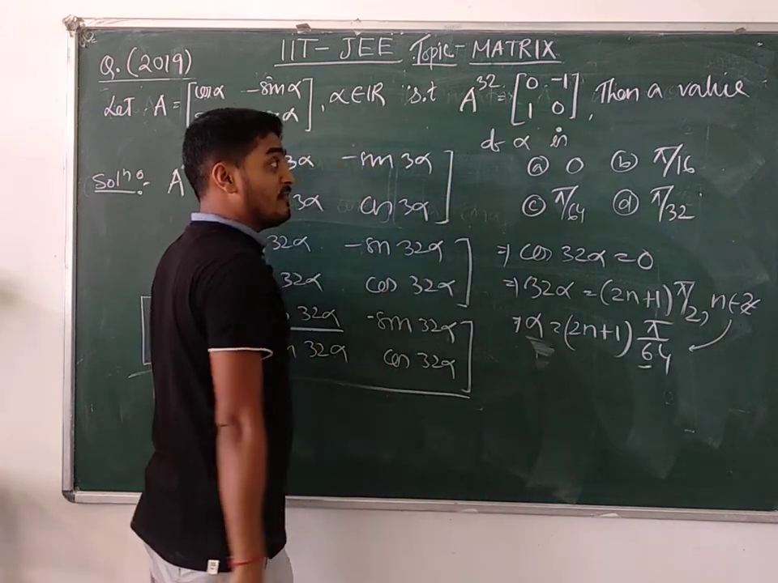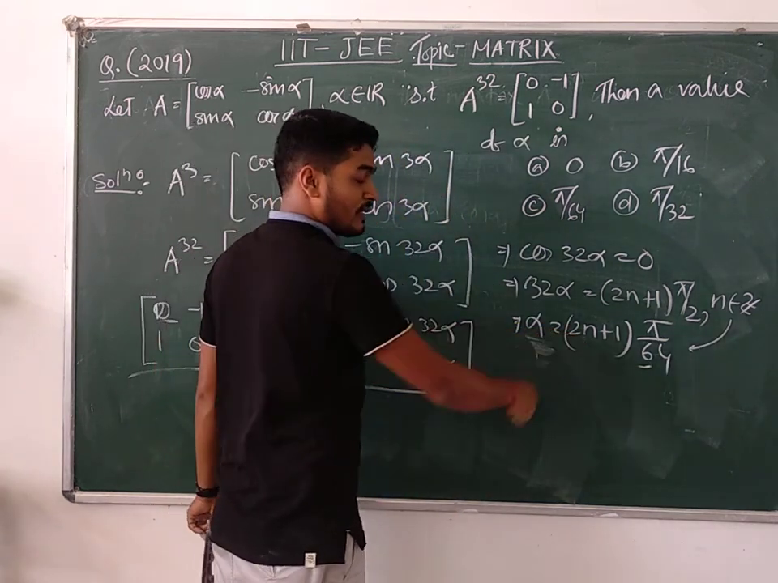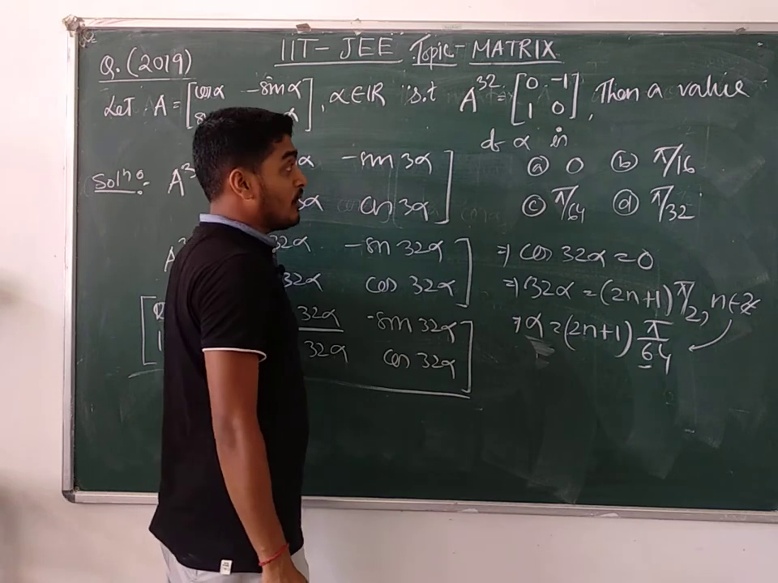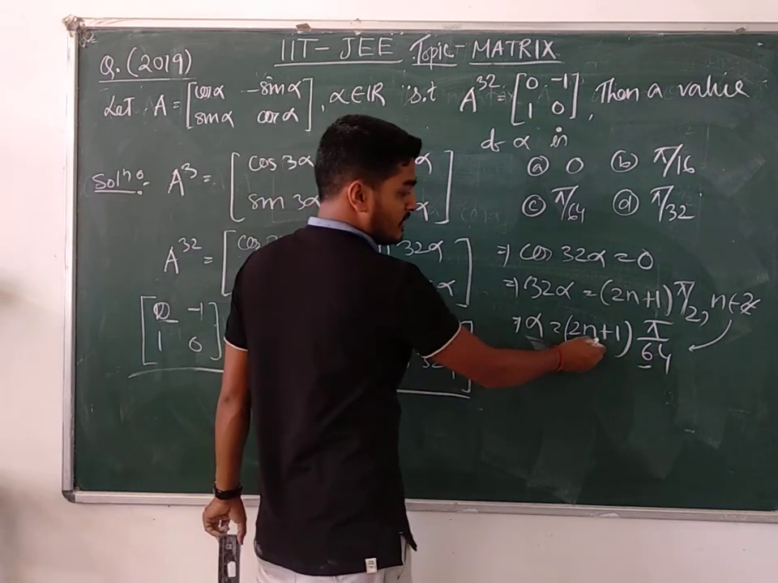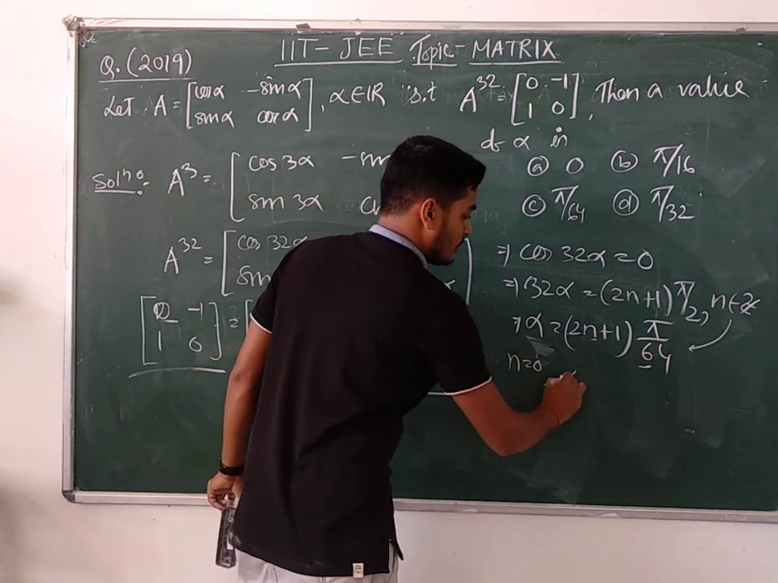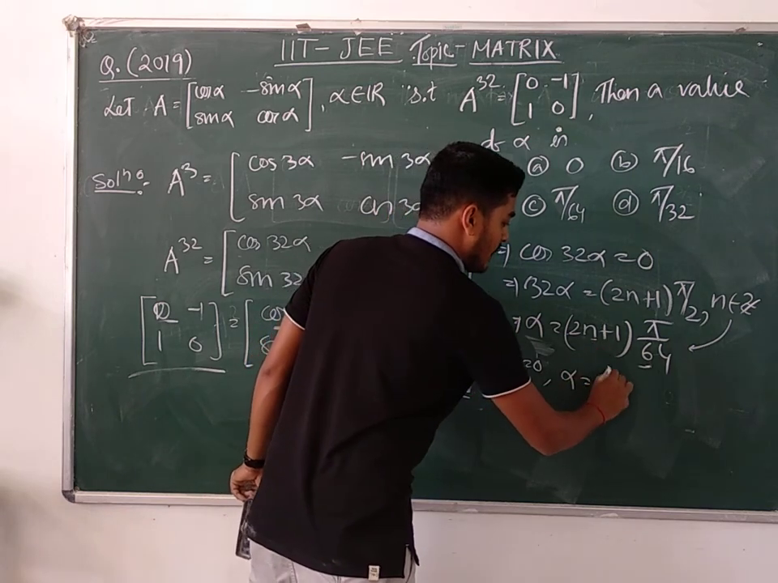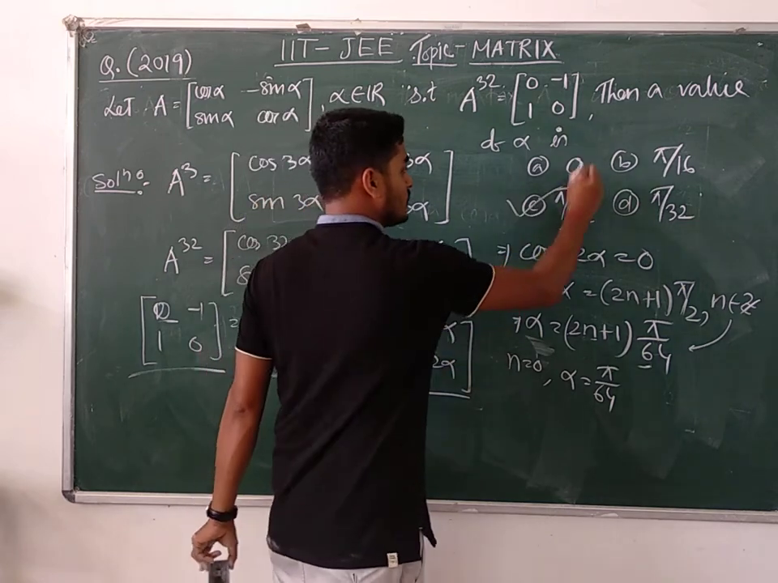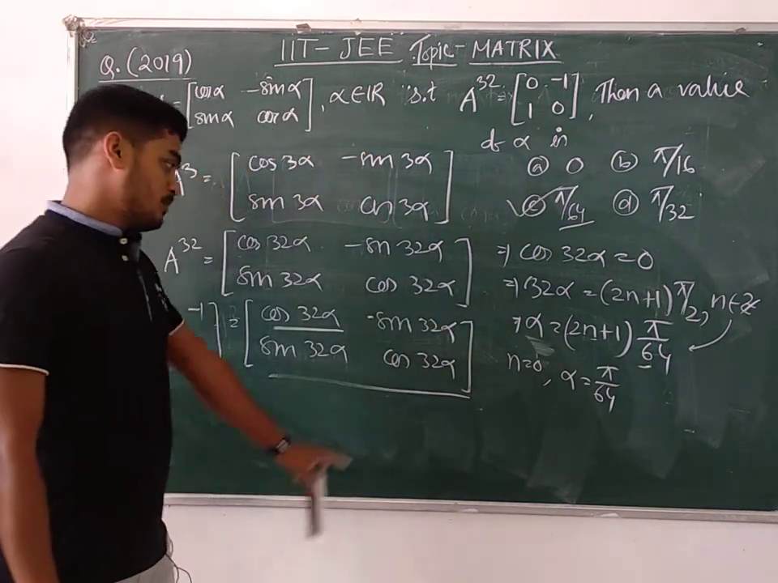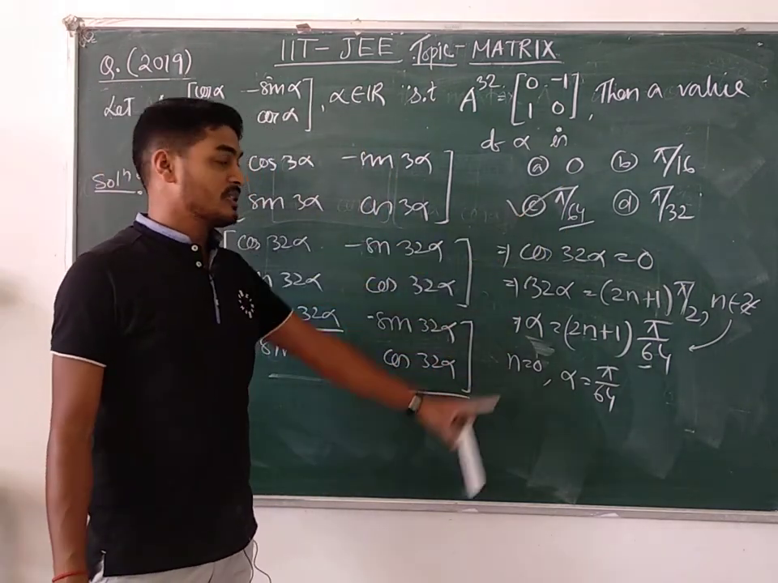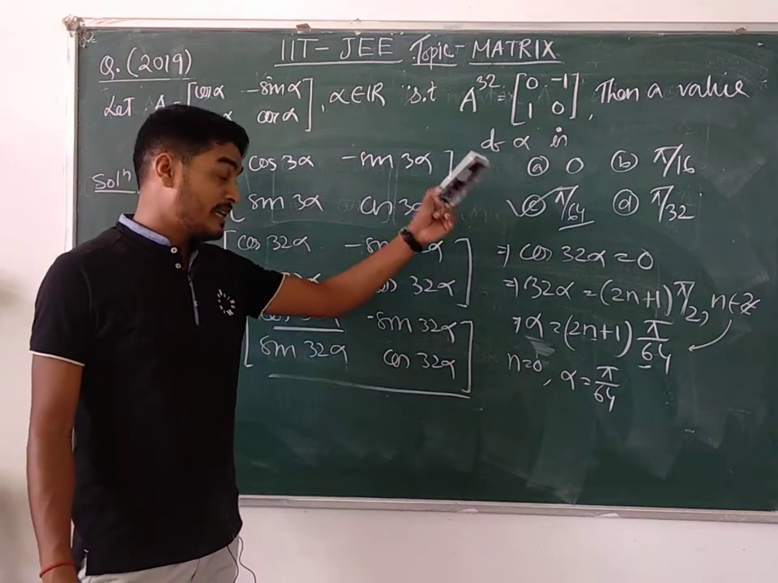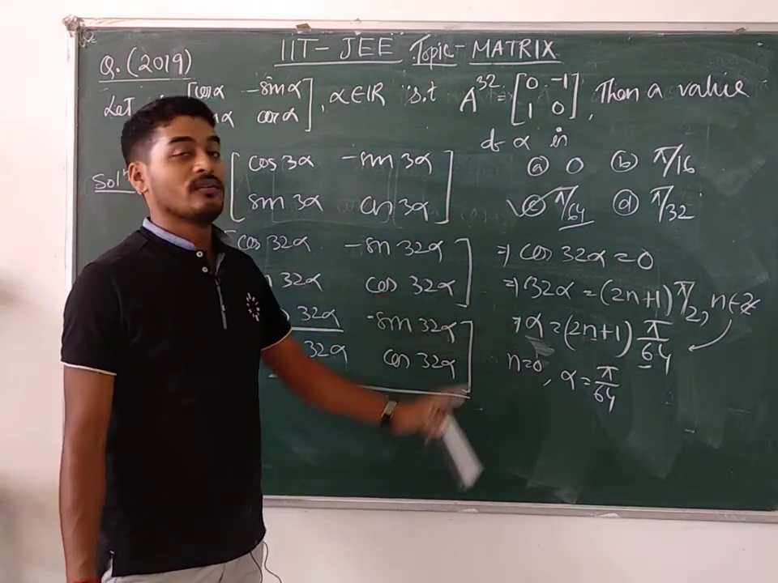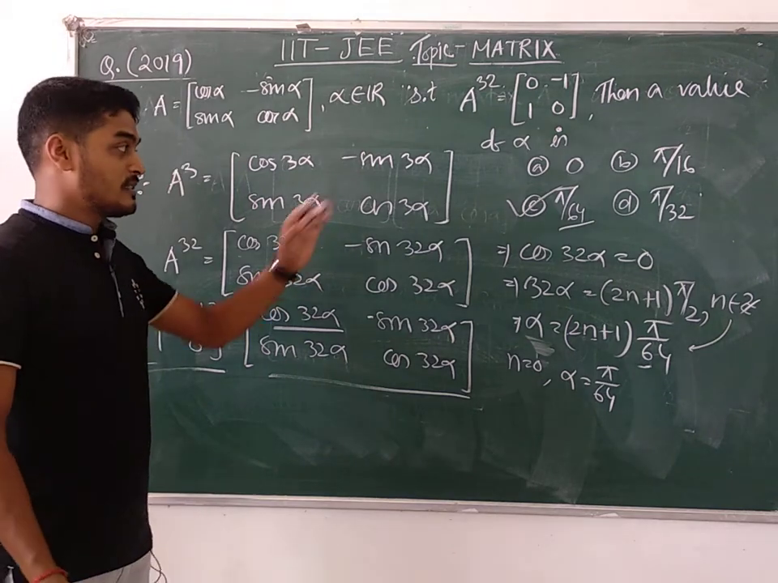But you have to find a value. In place of n you can consider any integer, but you have to find the minimum value. So let us consider n is equal to 0. Then what is the value of alpha? n equal to 0 means it will be pi by 64. Is it there? Yes, obviously it is there. So this one is the value. For n equal to 1 you can easily put it, for n equal to 2 also, but you will not get any other value, which is the value of alpha for different values of n. So this is the correct answer.